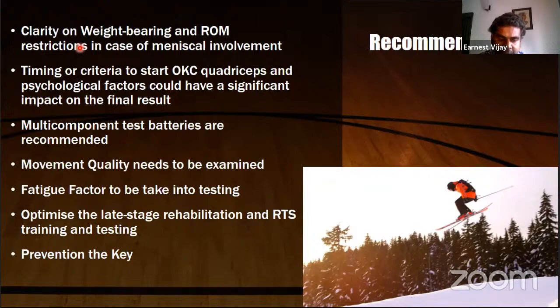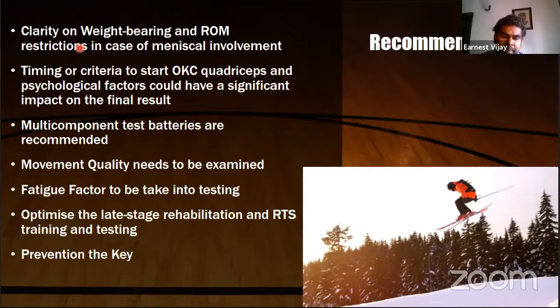Multi-component test batteries are recommended because, as I told you, you have to check the agility, speed, power, you have to check proprioception, you have to check all the dimensions of the sport, when you decide on the return to play. Most importantly, movement quality has to be examined. Most of the time, we get to see the scoring, we get to see the numbers, but we don't know what the quality of the movement was. That has to be checked.